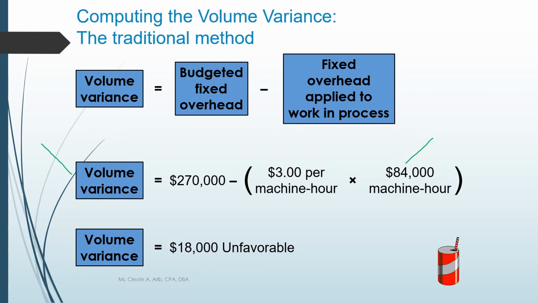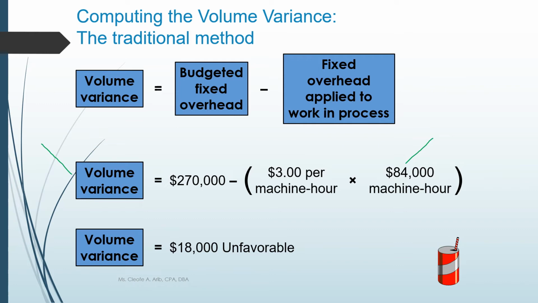When you adjust that to your standard hours, you should have used only 84,000. Ma'am, why again should I have used only 84,000? Because you produced only 28,000 units and your budgeted hours for each unit completed is 3. So again, 28,000 multiplied by 3, you get 84,000. So 90,000 less 84,000 is 6,000. And it is the same multiplier here, your standard machine hour per unit.